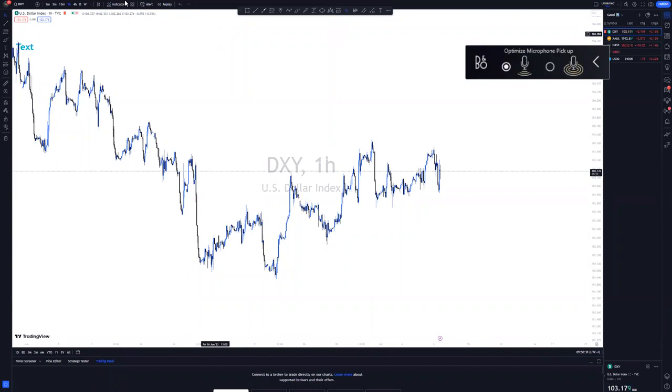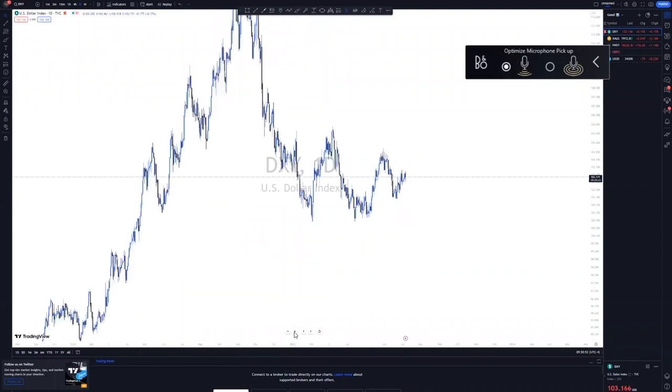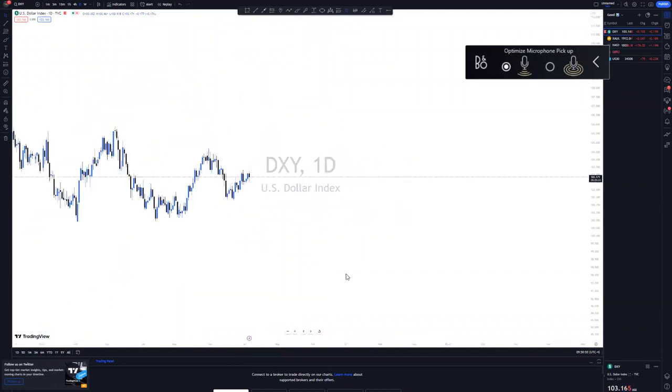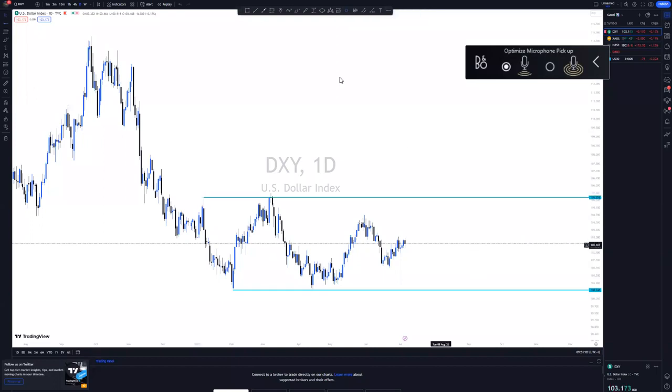On the DXY, I'll start on the daily time frame. If it was Sunday, I would start during the week. So on the daily time frame, what I have to spot is my lowest low, and then I'll spot my highest high. These are the key levels and the most important things to spot.